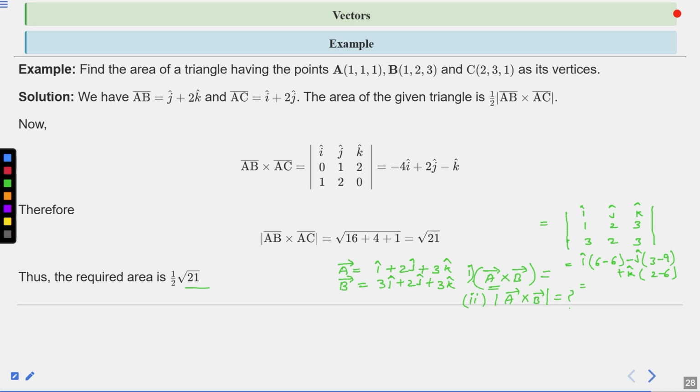So plus 6 k cap, and minus 4 k cap. And the magnitude is what? Under root 6 squared, that is 36 plus 16. So after solving again, you will get 6, 6, 12 and 3 and 4, 1, 5, that is under root 52. So the mod of A cross B is equal to under root 52. Clear?